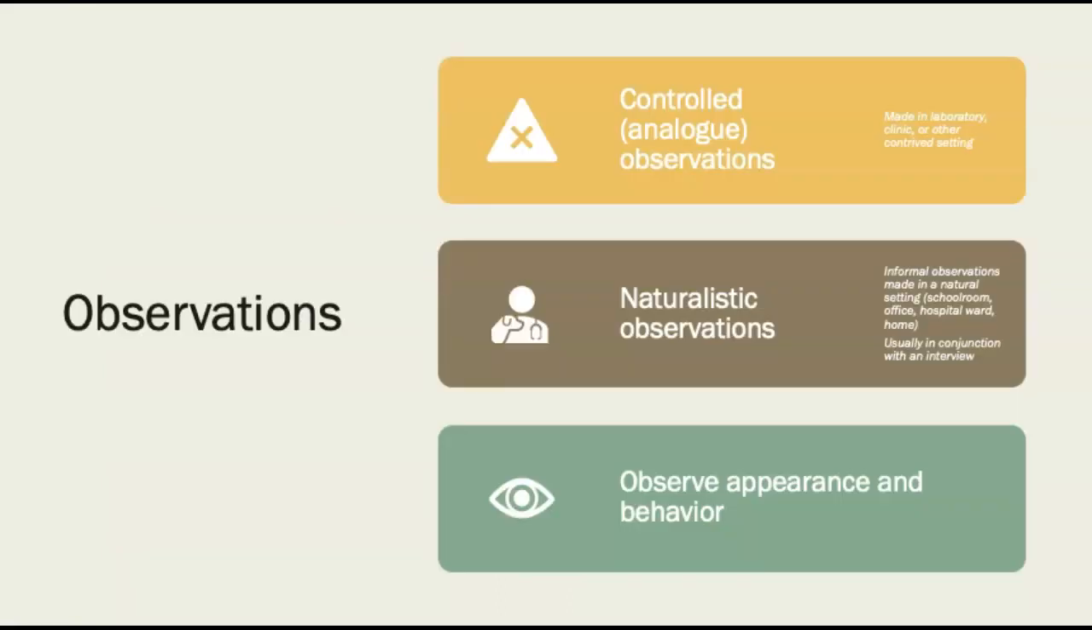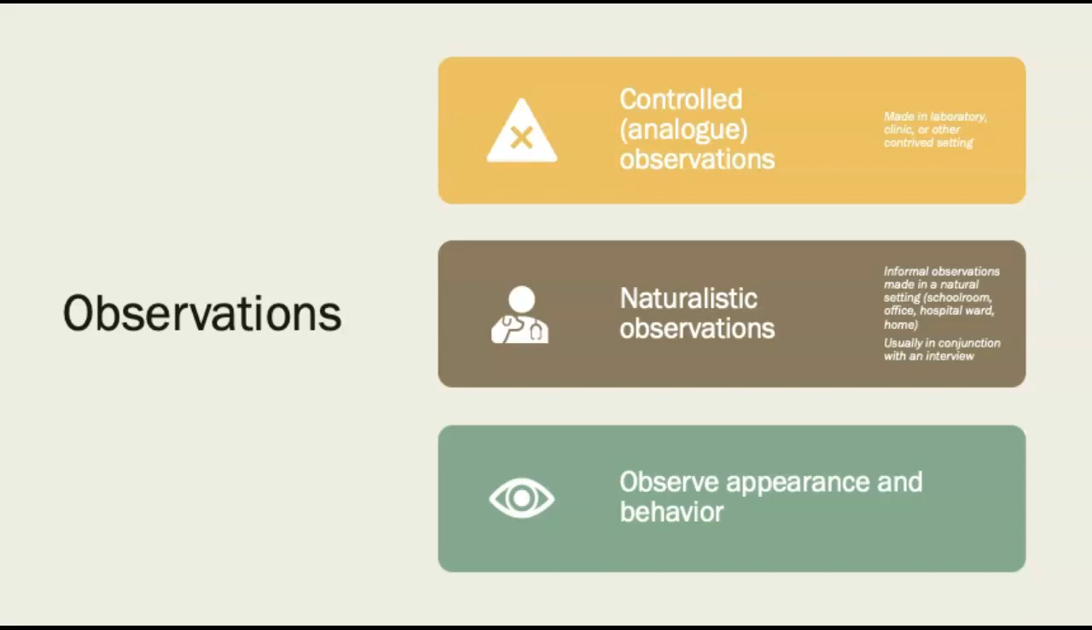Observation. So observation could be controlled observation, naturalistic observation, or even more of an informal observation, which I referred to as it relates to the case study that I presented in class last week. A controlled observation would typically be made in a very controlled setting, such as a laboratory or a clinic, and the professionals would be controlling for many variables and looking at very specific behaviors.